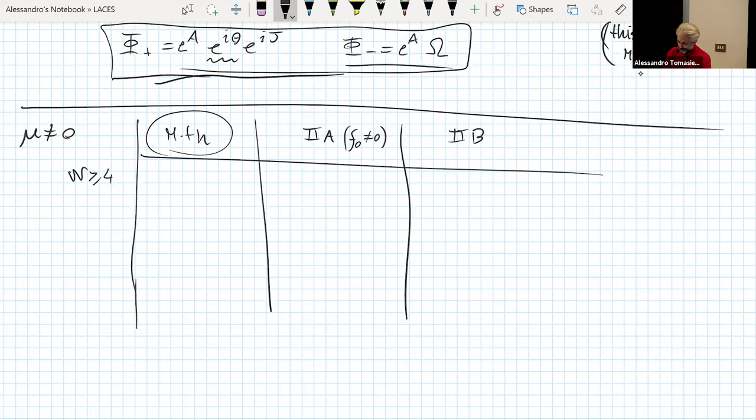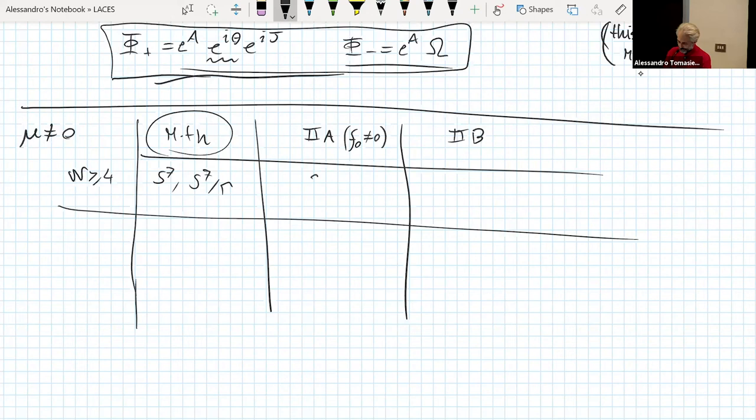If you have a very large amount of supersymmetry here, you have S7 or S7 mod gamma. We saw this yesterday. We saw that the near horizon limit of M2 branes produces AdS4 times S7. But there is also a possibility of quotienting by a discrete subgroup, and that can break the supersymmetry to N equal 4, for example. In 2A, with non-zero Romans mass, question mark. I don't know. I don't think anyone knows the solution here.